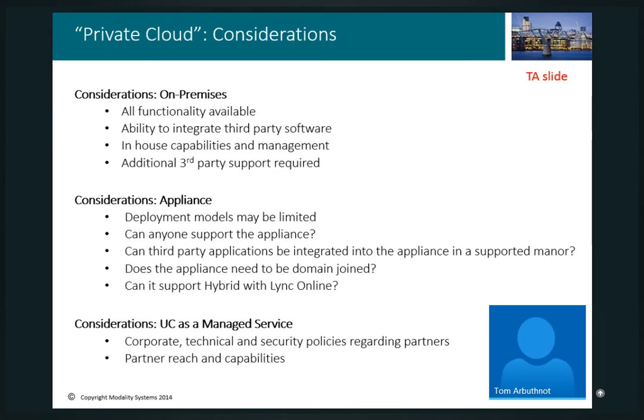Obviously, there's also some considerations for private cloud. Again, breaking them down into on-premise, appliance, and UC as a managed service. So for on-premise, you can have all functionality, but that also means you've got to support all functionality. If you roll out something like persistent chat to your users, you need to know how to support that. The ability to integrate third-party software is fantastic, but again, think about supportability. You can't deploy these things and walk away.